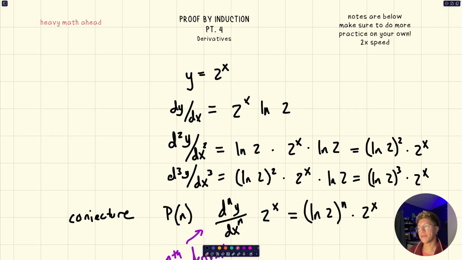Why would you need to take multiple derivatives? When you get into Maclaurin and Taylor series, that's one possible application. And there might be more. If you have any that you can think of, put them down in the comment section. I would love to read and see those.